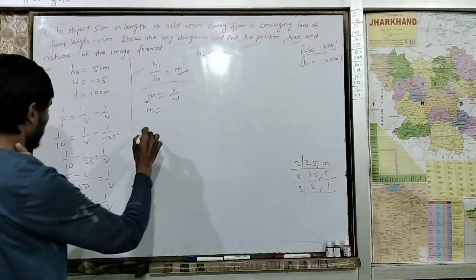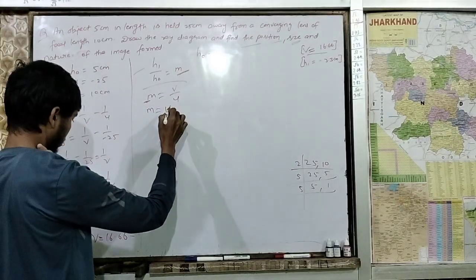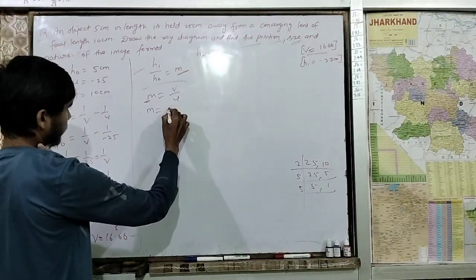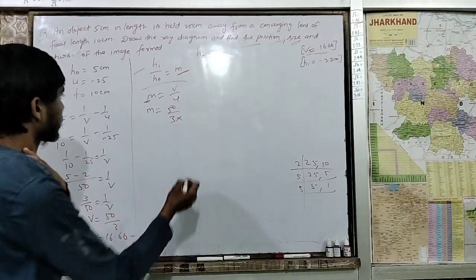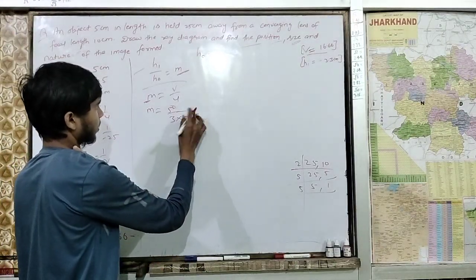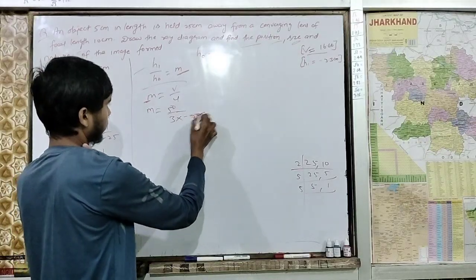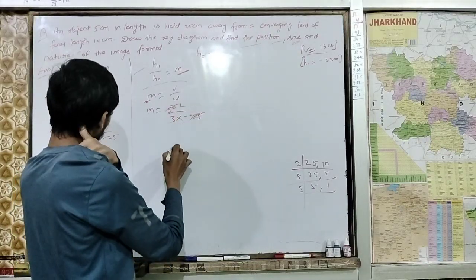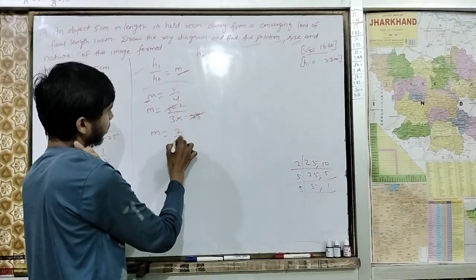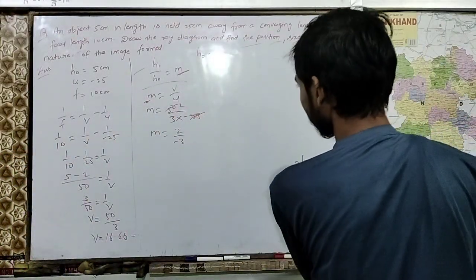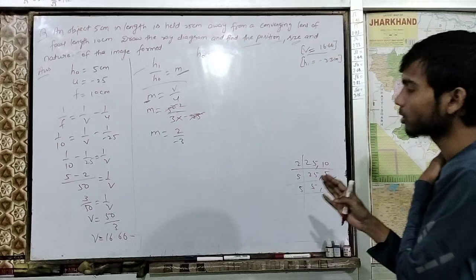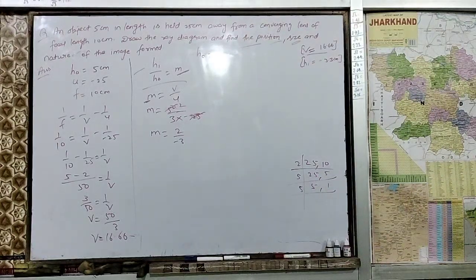So v is 16.66, which you can say is 50 upon 3, multiplied by u, which is minus 25. Simplifying, it gives 2 upon minus 3. So I think magnification is 0.66.